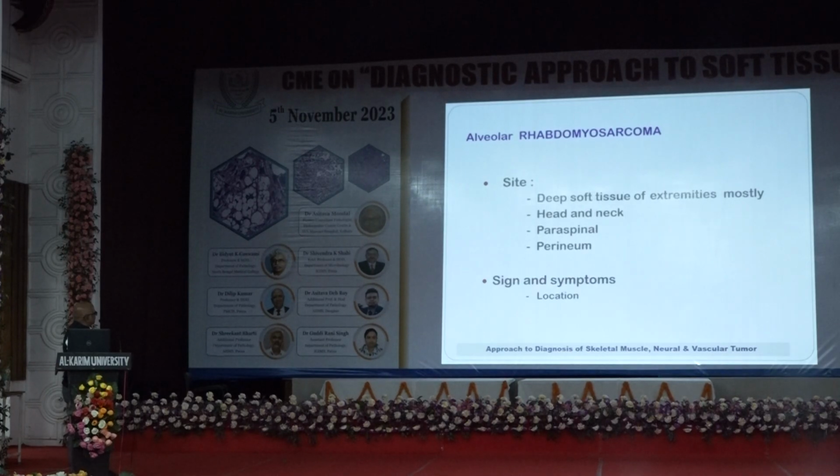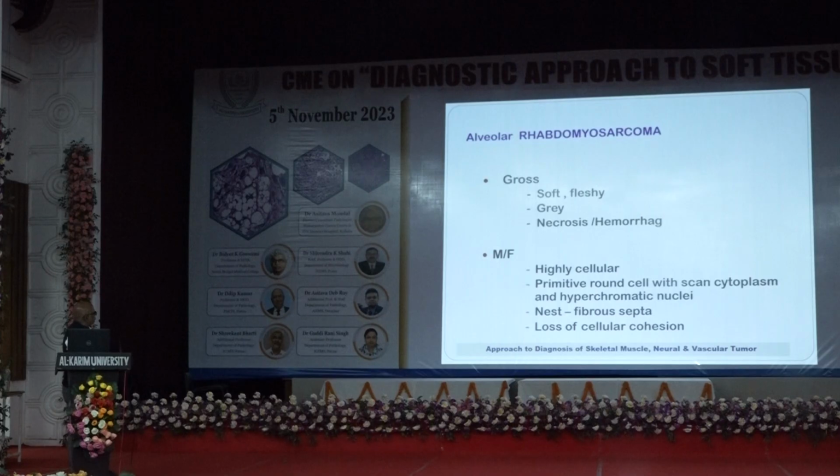Site of the alveolar rhabdomyosarcoma will be deep soft tissue of extremities mostly. Also occurs in head and neck, paraspinal and perineum. Symptoms depend upon the location of the lesion. Grossly, all the rhabdomyosarcomas are soft, fleshy, gray. You can see necrosis, hemorrhage also.